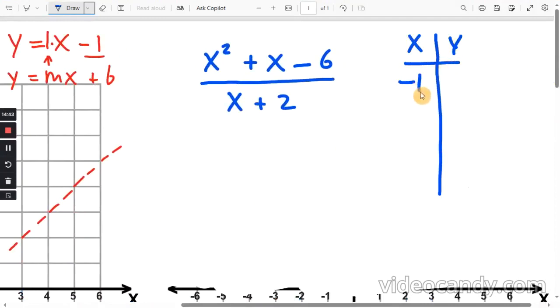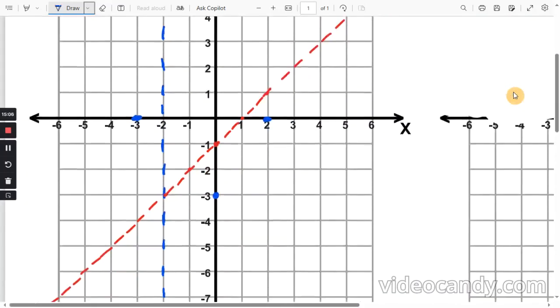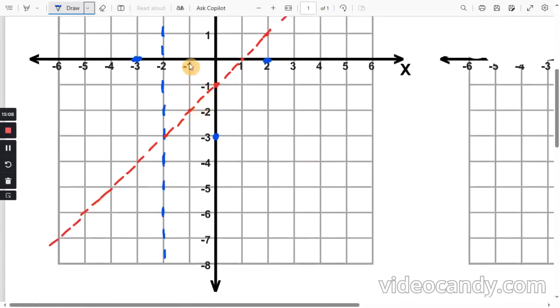If we plug in -1, that's going to be 1 minus 1, which is 0, minus 6, so that's -6. Divided by -1 plus 2, which is 1. And -6 over 1 is just -6. So x is -1, y is -6. We don't really need to keep going because we can see what happens here.